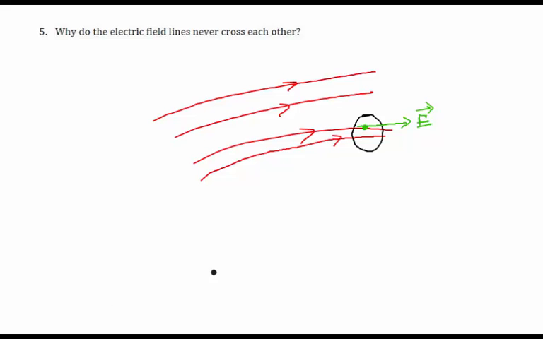So this is the reason how we can explain that electric field lines never cross each other, because at that point of intersection you'll have two different directions of electric field, which is practically not possible. That will be the answer to our problem.